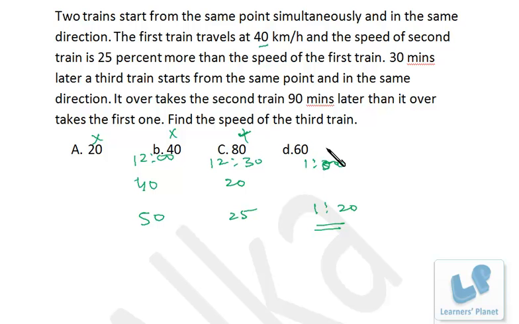We are left with 60 and there is none of these, so we don't have to check. 60 speed will definitely be the correct choice, right? But for convenience, I will just explain it.